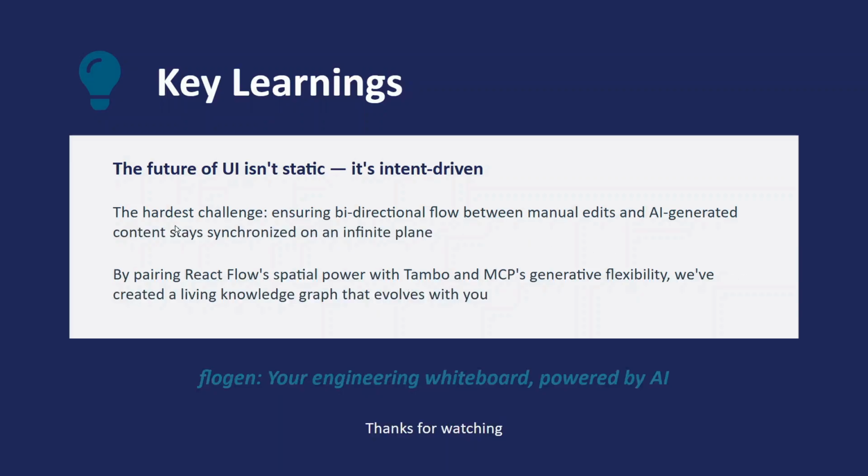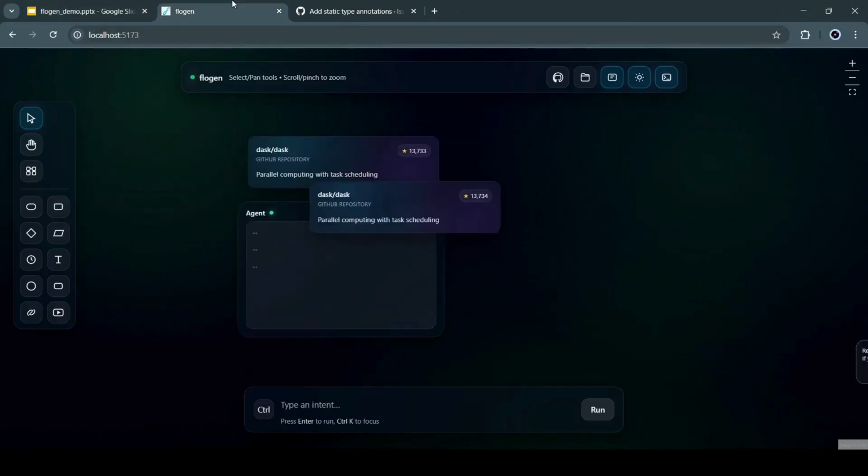The project helped me learn that the future of UI isn't static, it's intent-driven. The hardest challenge was ensuring bidirectional flow between manual edits and AI-generated content that stays synchronized on the infinite plane. The problems faced with sending context, editing the graph, editing the flowcharts, including timers, and setting the prompts were the key learning. Let's see if the issue is resolved.